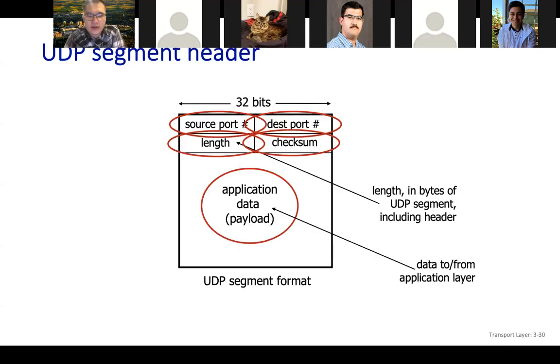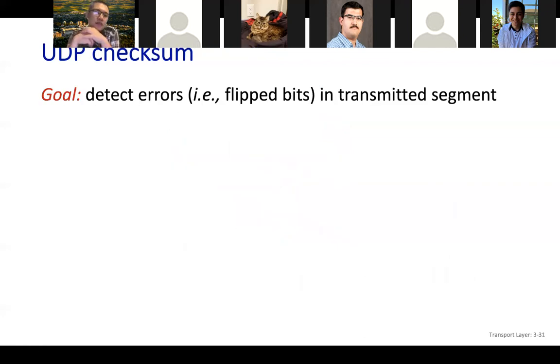Okay, so you can see here, this is a UDP segment header. We have the source port, the destination port, the length, the checksum, and then the application data. So for today, we're going to talk about the checksum, this part. How can we use the checksum to identify errors, to know if the segment you receive is not damaged, right? So the goal is to detect errors like bit flips in a transmitted segment.